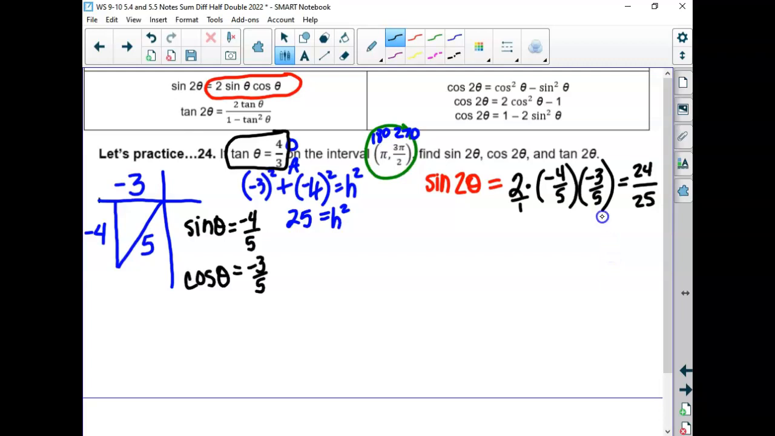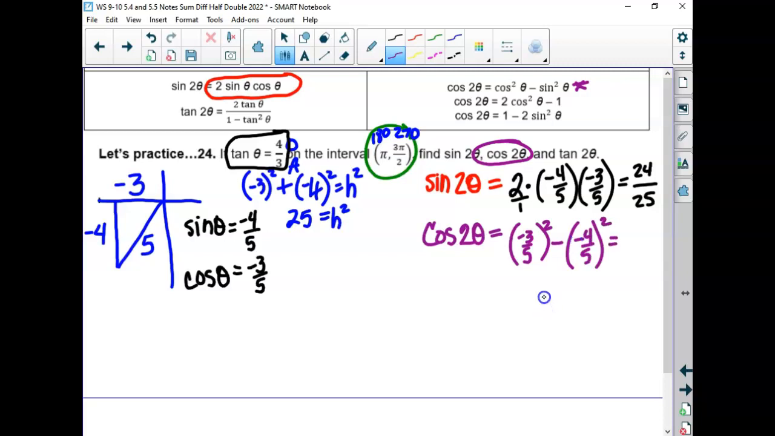Everybody okay? All right, I'm going to switch to purple here and do the second one, cosine of 2 theta. Anybody care which one we use? There's 3 choices. I like this first one because it gives me a common denominator right off the bat. It says you take the cosine and square it. What was the cosine, guys? Negative 3/5. Square it minus the sine, which was negative 4/5. Square that and see what you get.